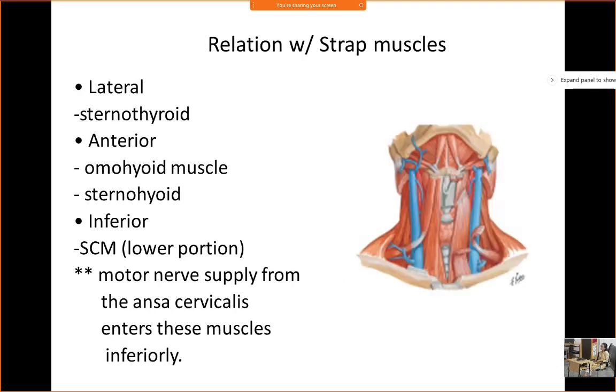Now, what is the relationship of the thyroid gland with the strap muscles of the neck? This is also again important when you perform a surgery on the thyroid gland.